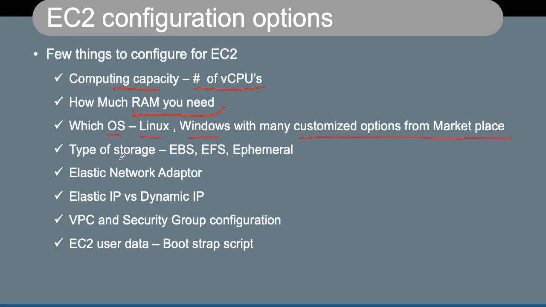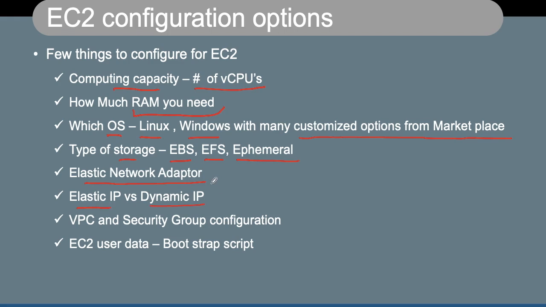It has types of storage, which are EBS, elastic block storage, EFS, elastic file storage, and ephemeral storage, which is typically assigned with the instance itself. It also comes with some features called elastic network adapters, which are kind of fixed devices available for your EC2 instance, and elastic IP versus dynamic IP.